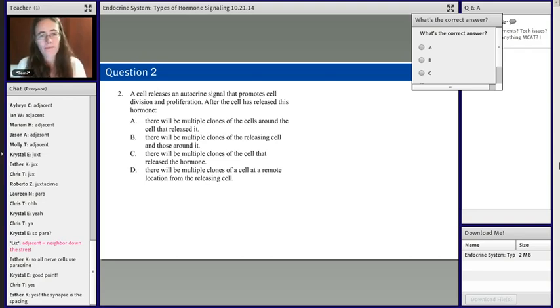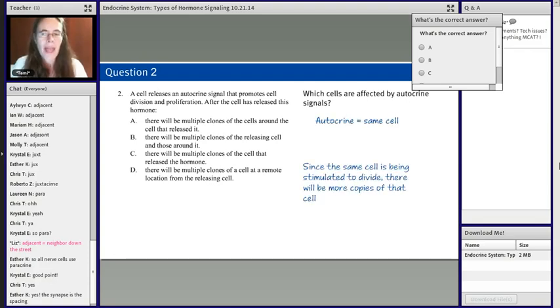Well, it's autocrine. So I'm going to release it. I'm going to signal myself that, hey, I need to divide. So this leads me to answer choice C. So autocrine is the same cell. Since the same cell is being stimulated to divide, there will be multiple clones of that cell.